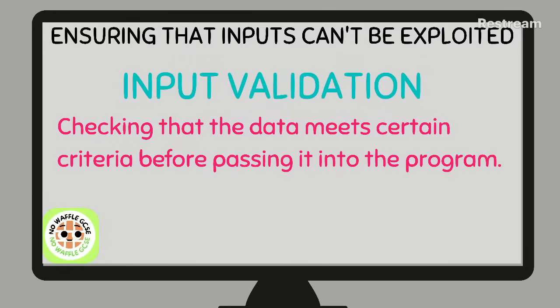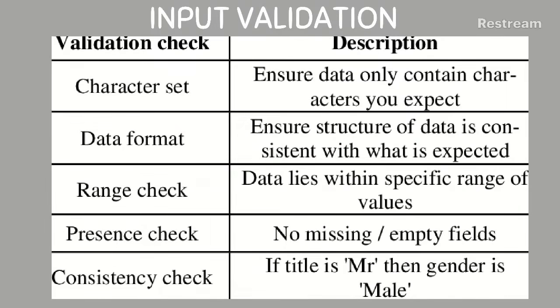Now, ensuring that inputs can't be exploited is called input validation, checking that the data that somebody is inputting meets certain criteria before passing it into the program. So here are some examples of input validation that they may ask you about. So character set validation, ensuring that your data only contains characters you expect. For example, if you're inputting your date of birth, you don't want to see any letters there.